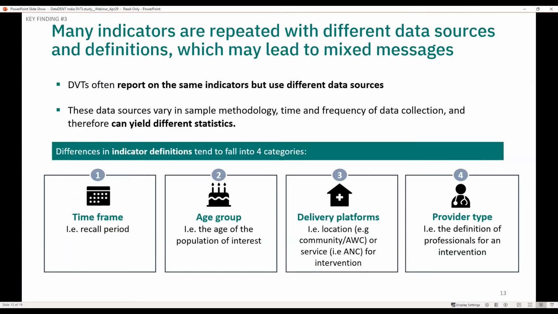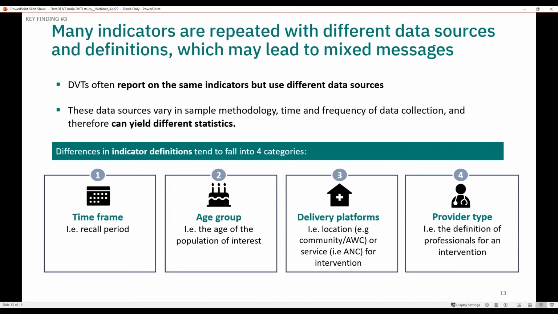DVTs often report on the same indicators, but use different data sources, including both administrative and population-based surveys. So this was one of the common findings. For example, take the indicator on early initiation of breastfeeding using different data sources. Some are using HMIS and some are using NFHS 4, or at some places there was no data source mentioned. So these were some of the variabilities. And these data sources also vary in sample methodologies, whether data was collected at household or facility level, and time and frequency of data collection. Therefore, that can yield different statistics.